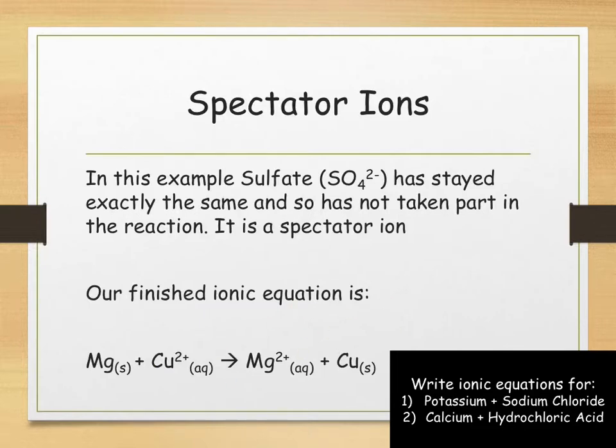This shows a movement of electrons between the magnesium and the copper, with 2 electrons going from the magnesium to the copper, leaving us with magnesium 2+ and copper with a neutral charge. There are 2 further questions for you to have a go at here.